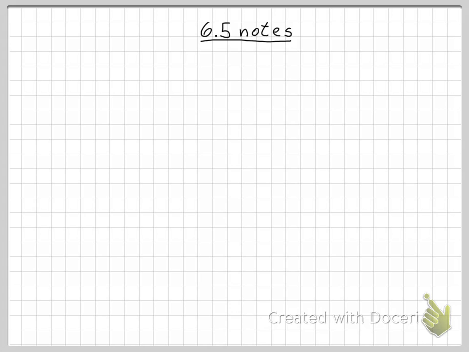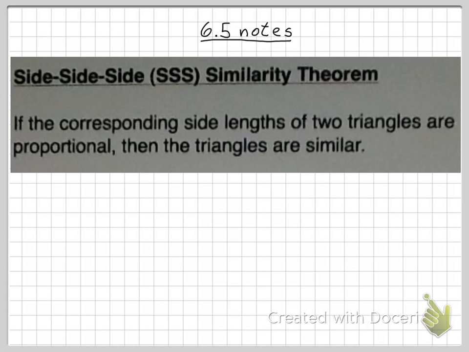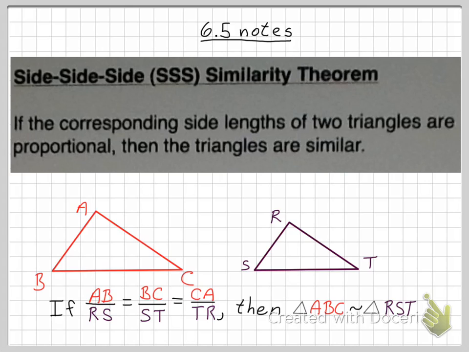So in section 6.4 we learned that we can use congruent corresponding angles to show that two triangles are similar. In addition to that, we can also use proportional corresponding side lengths to show similarity as well. So that's the side-side-side similarity theorem. And it states that if the corresponding side lengths of two triangles are proportional, then the triangles are similar.